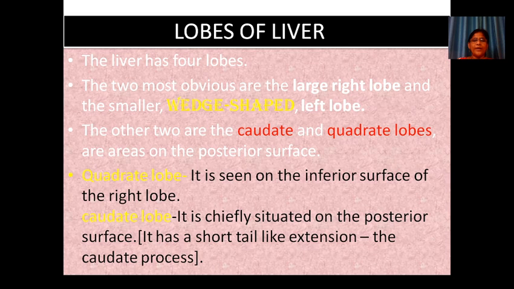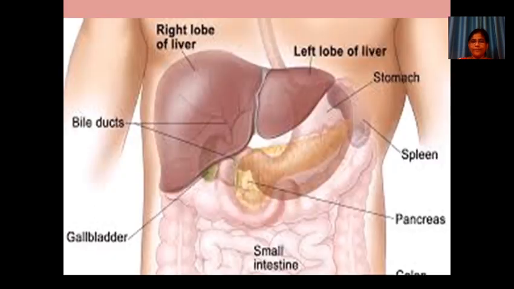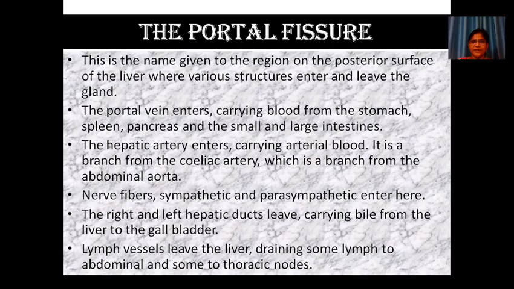These caudate and quadrate lobes are areas on the posterior surface. The quadrate lobe is seen on the inferior surface of the right lobe, whereas the caudate lobe is chiefly situated on the posterior surface. Here you see the right and left lobes, and two smaller lobes, the caudate lobe and quadrate lobe. The liver is also associated with the stomach, spleen, pancreas, colon, gallbladder, bile duct, small intestine, etc.